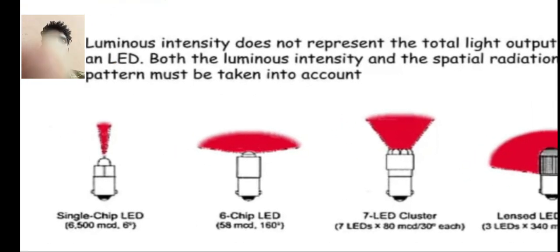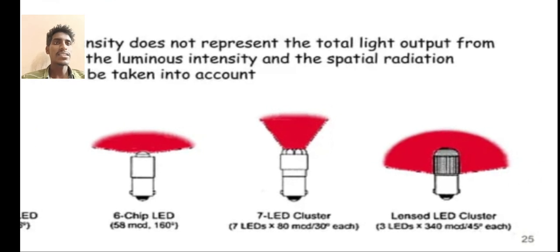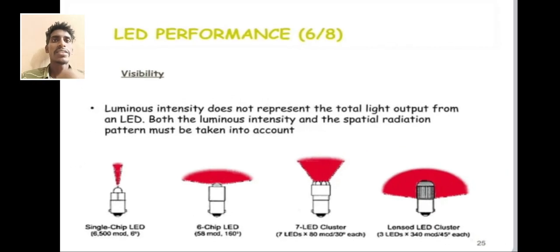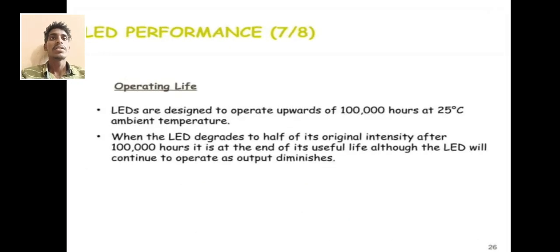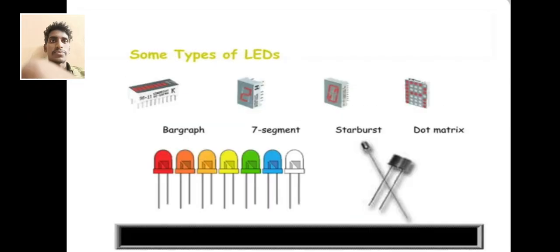Here is a single chip LED. This is a 6 chip LED, this is a 7 chip LED, and this is a lensoid LED cluster. There are different types of LED whose radiation and visibility differ in intensity. This is the way.